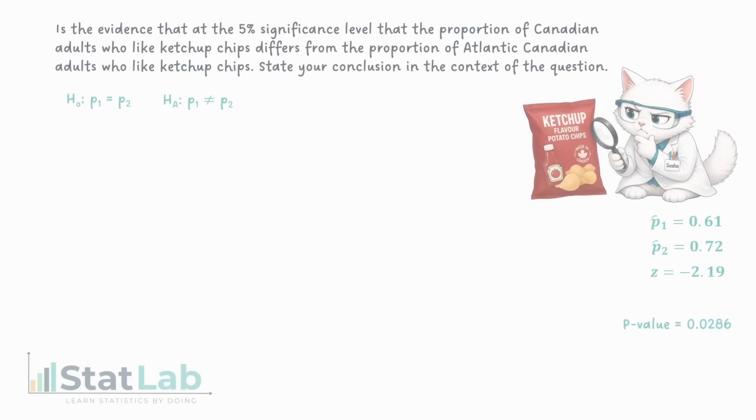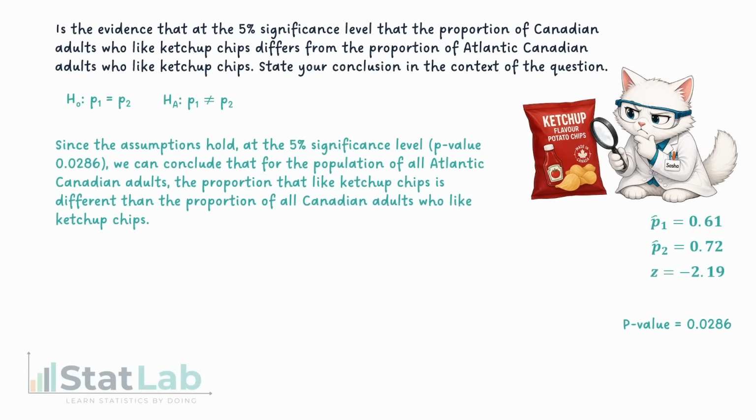So let's go ahead and state our conclusion in the context of the question. Since the assumptions hold, at the 5% significance level, with our p-value being 0.0286, we can conclude that for the population of all Atlantic Canadian adults, the proportion that like ketchup chips is different than the proportion of all Canadian adults who like ketchup chips.